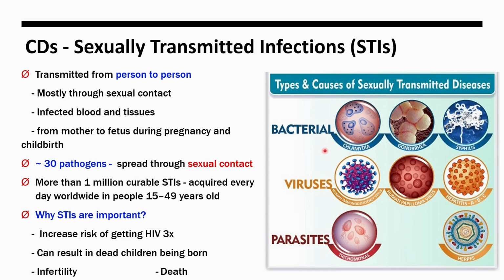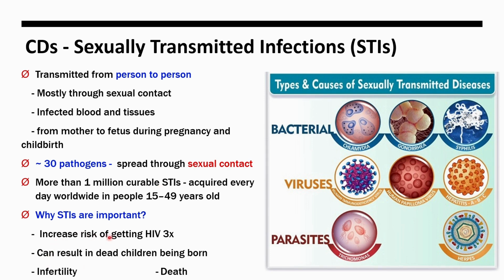There are around 30 pathogens that cause these STIs. There are bacteria that cause chlamydia, gonorrhea, and syphilis. There are viruses that cause HIV, human papillomavirus, and hepatitis. And sometimes there are parasites that cause disease, like trichomonas. So these pathogens spread through sexual contact. And every day, more than 1 million people get STIs. And most of these STIs are curable.